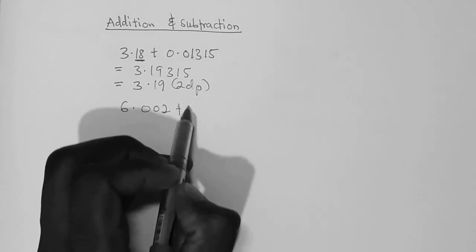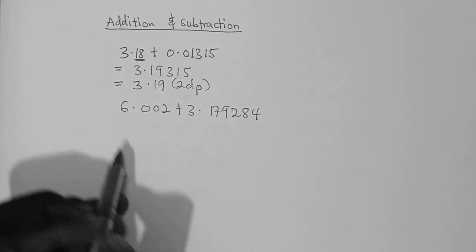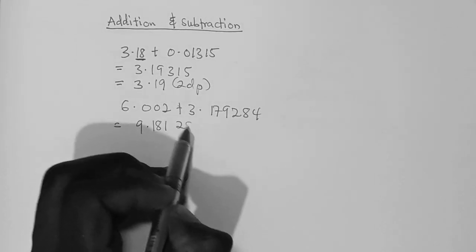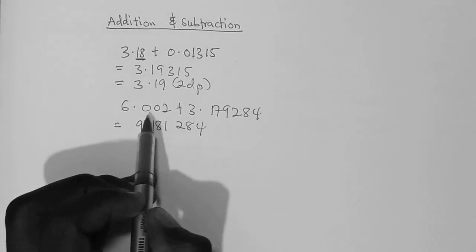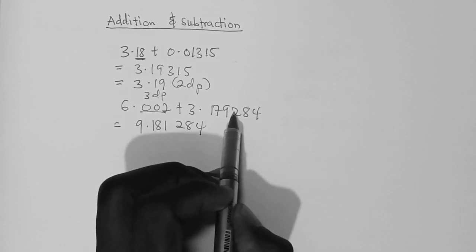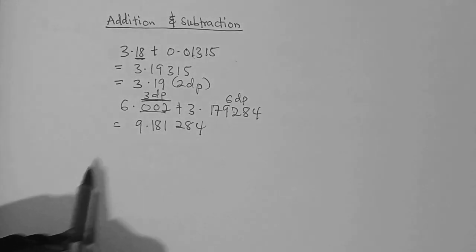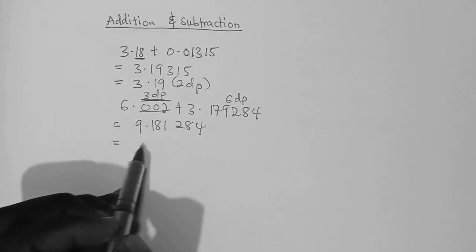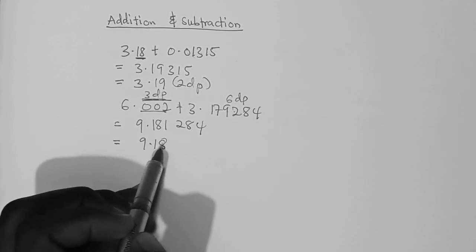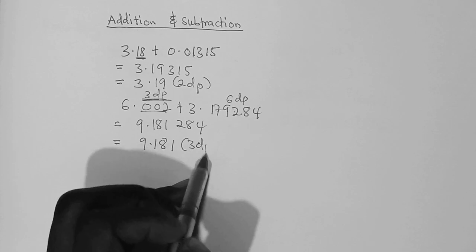Now let's add 6.002 and 3.179284. If we do the addition, we are going to get 9.181284. However, here is 3 decimal places, and this one is 1, 2, 3, 4, 5, 6 decimal places. So the final answer must be in 3 decimal places because that's the least among these 2 numbers. And therefore, this is 9.181 in 3 decimal places.